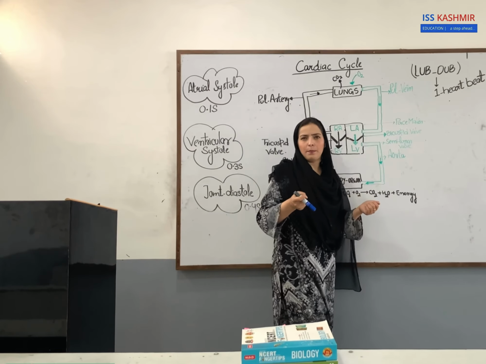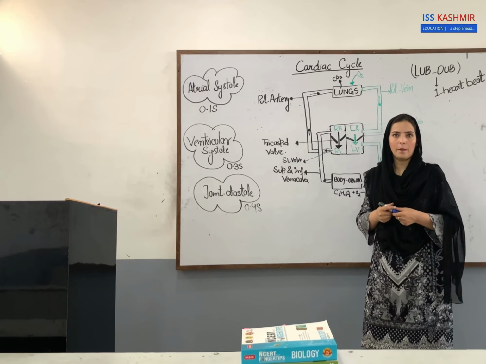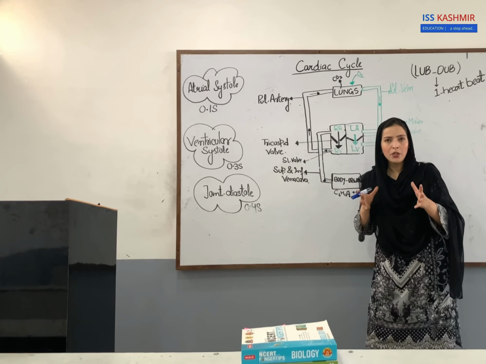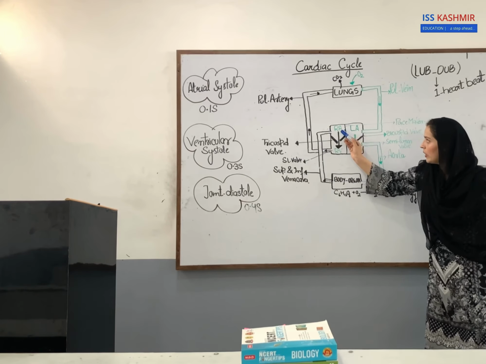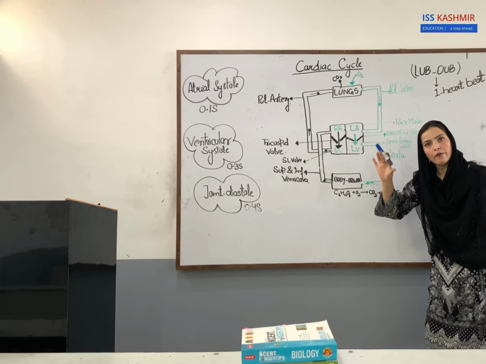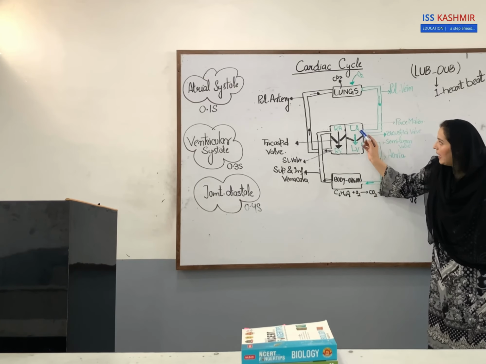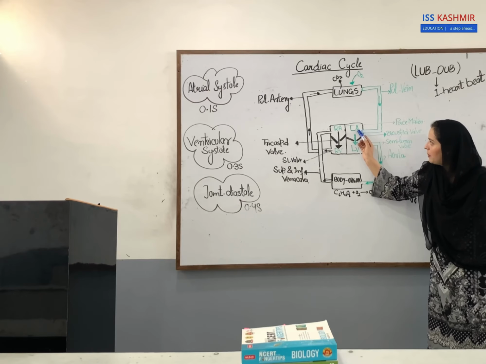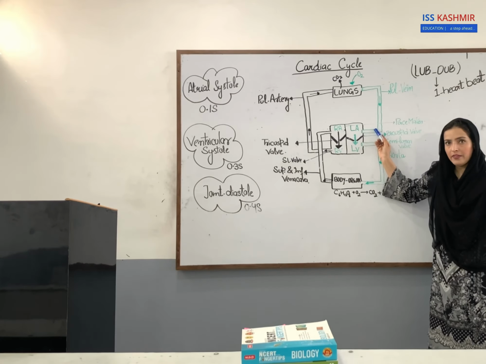Now, where does the picture of the cardiac cycle come from? Basically, the entire process begins as soon as the two atria are filled with blood. The left atrium receives its blood from this pulmonary vein.